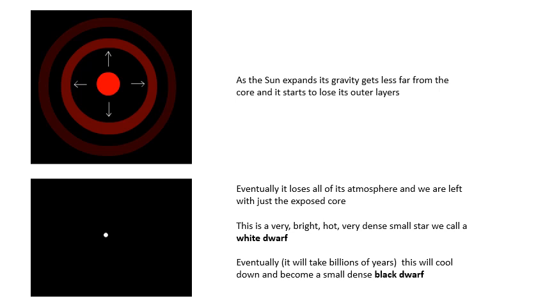And eventually it will lose all of its atmosphere, and you're just left with the core, and the core will shrink and become something very, very bright, very hot, very dense, and we call that a white dwarf. So a white dwarf is the exposed core. It's the core of the Sun which has shrunk and become very small and very hot. Eventually that will cool down, but that will take a long, long time. And eventually that will become a very small, dense black dwarf.